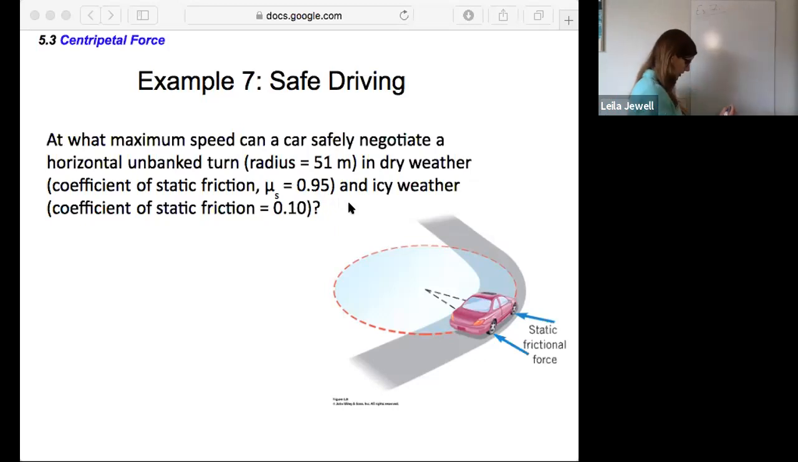All right, and our first step, as usual, is we want to draw a picture. So we have a car on a turn. So I'm going to draw the circular path, and I'll draw my car in here too. Cool, so there's my car. It's going along, right, with some velocity.